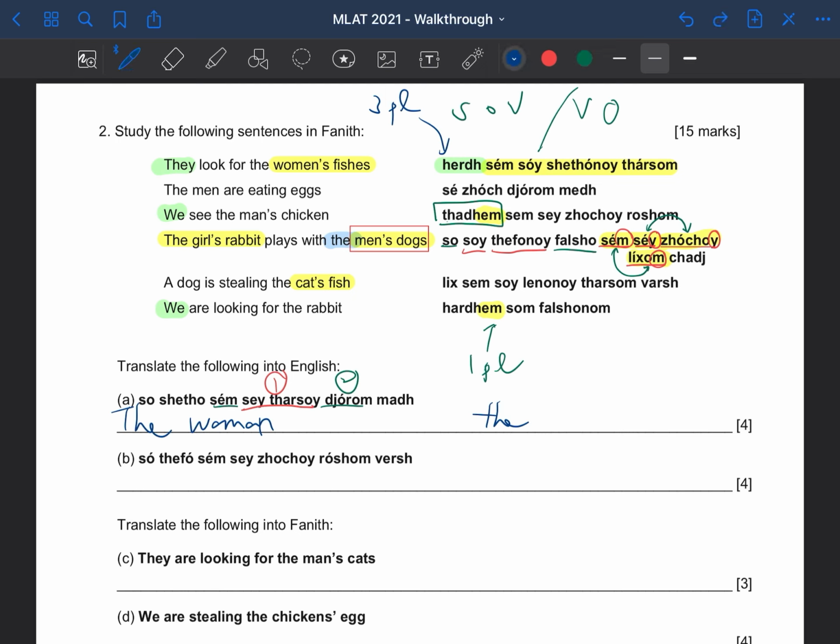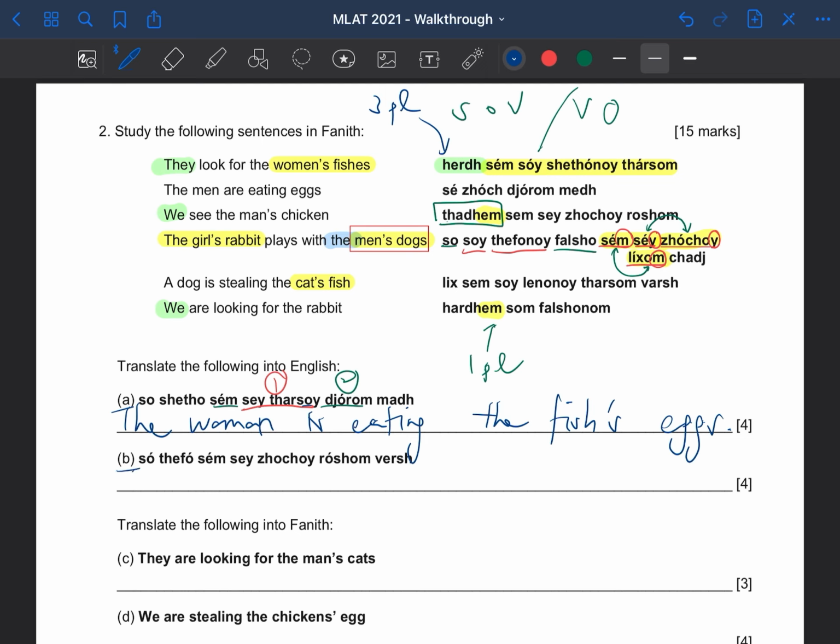It will be fish. And what is jorom? Jorom would be the object of this sentence, which is eggs. And it does have the accent, so it will be eggs. And we have mar. Mar would be the other form of mer, so it will be eating. So the woman is eating the fish's eggs. And for the second sentence, so therefore sem se jok choi roshon fresh.